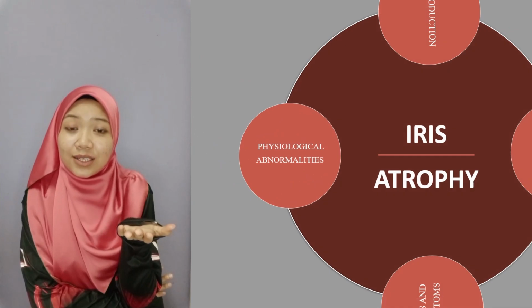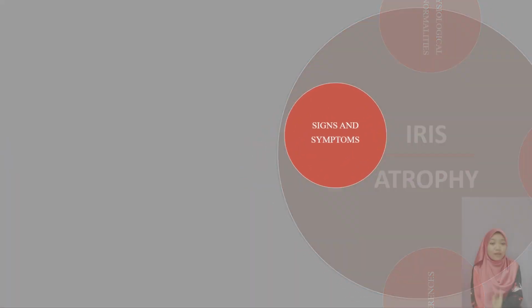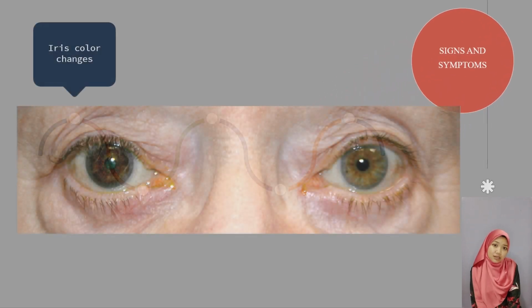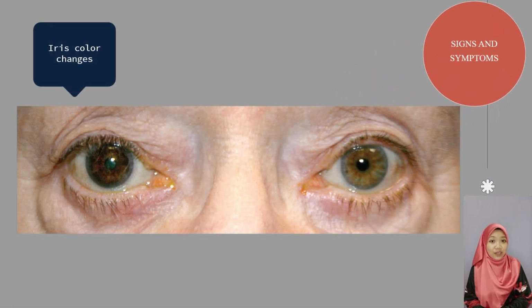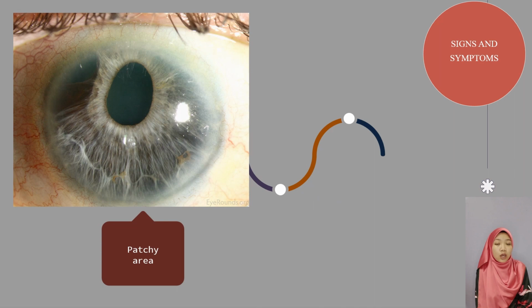So, what are the symptoms to diagnose people who have iris atrophy? One of the symptoms is iris color changes. A person with iris atrophy will see his iris becomes brighter or the iris in each side is different. And this is due to the loss of pigmented cells. Other than that, a person with iris atrophy will see there are patchy areas in his iris. The patchy areas look like holes and we can see it as two pupils.